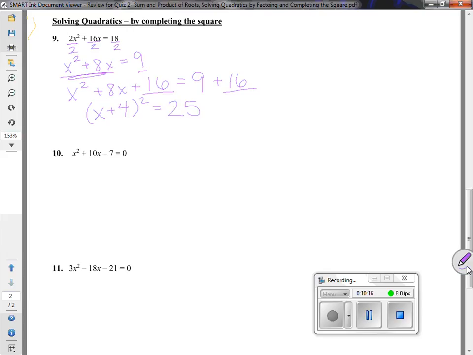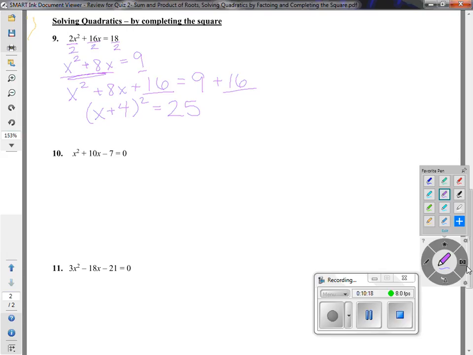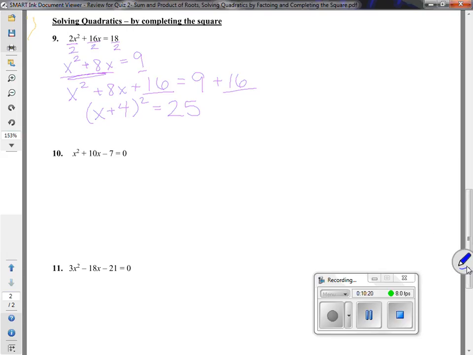Square root both sides to get rid of the square. So the square root and the square cancel, so I have x plus 4 equals, whenever you square root a number, you have to add a plus or minus in front of it because you don't know what it could be. And the square root of 25 would be plus or minus 5.